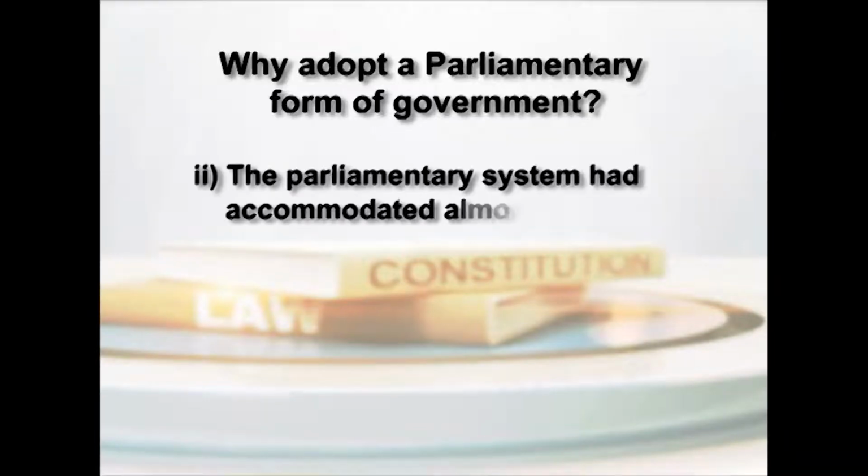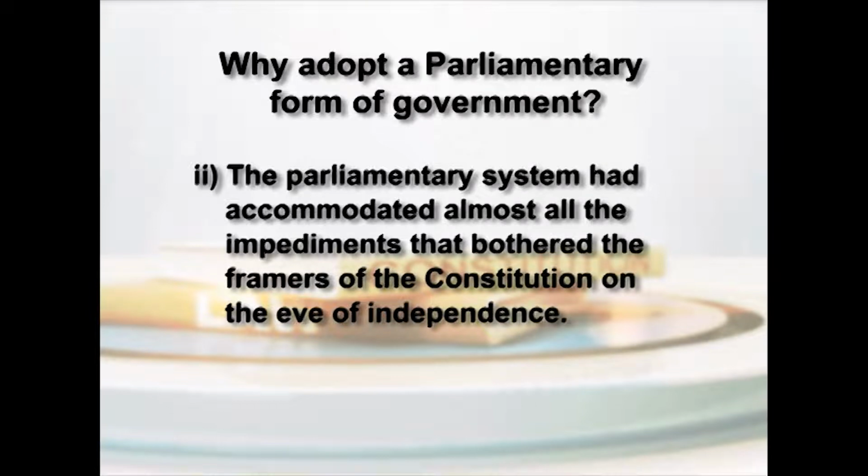Secondly, it had been pointed out that the parliamentary system had accommodated almost all the impediments that seem to have bothered the framers of our constitution on the eve of independence. The basic objectives like, for instance, the independence of judiciary, the supremacy of the constitution, the democratic polity, ensuring democracy in our country, to retain the federal principle, all this would not have been possible without a parliamentary system of government.